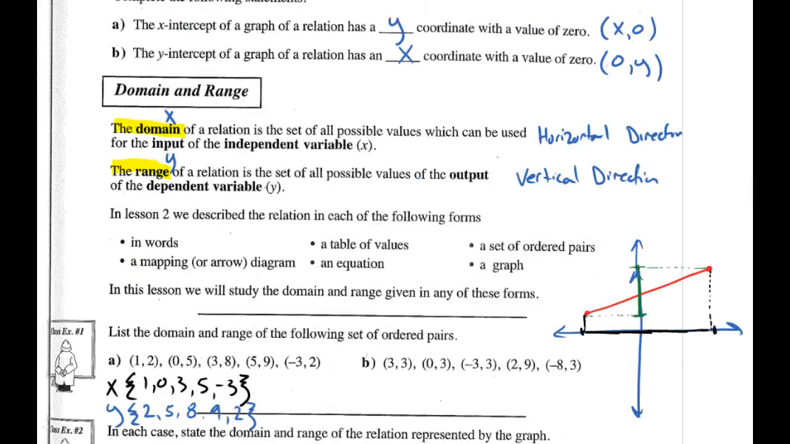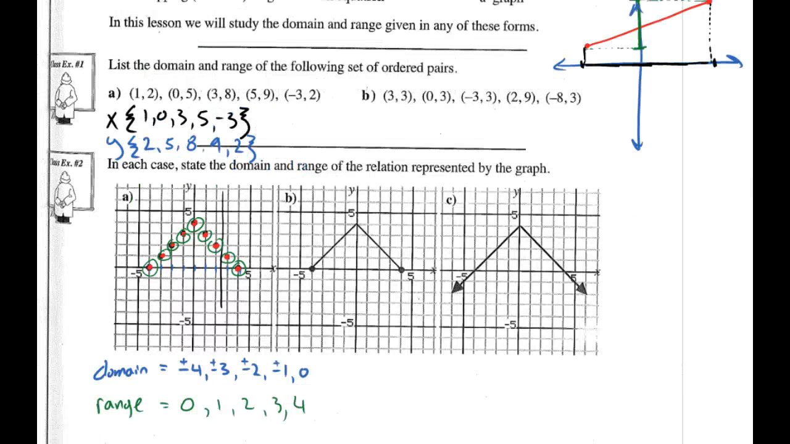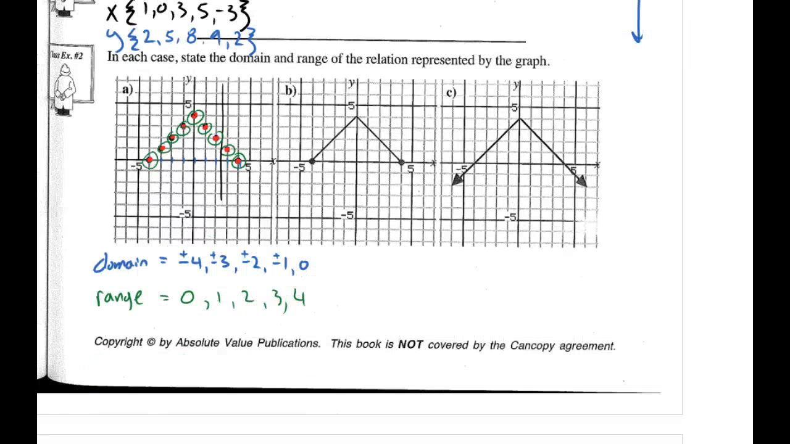Okay, now let's go ahead and look at the next one. The next one here is very similar, except now, let me do the domain.